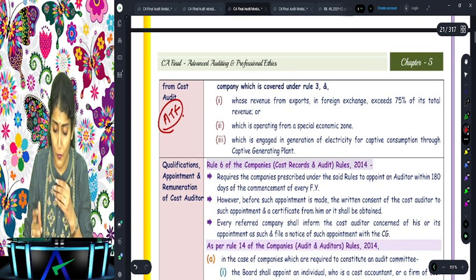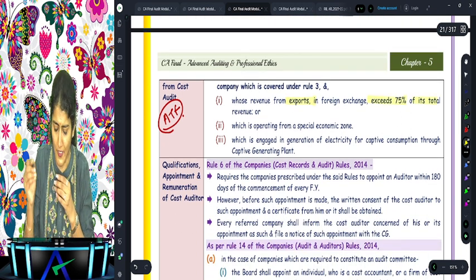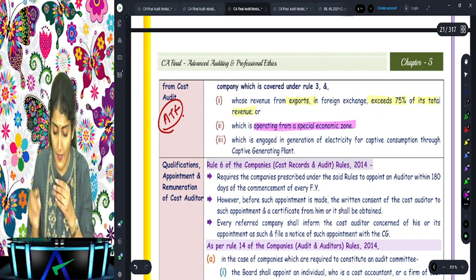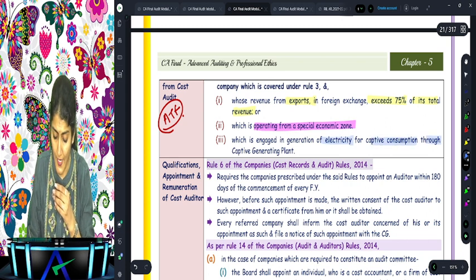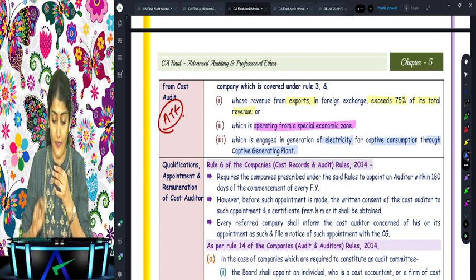One whose revenue from exports and foreign exchange exceeds 75% of the total revenue, or which is operating in an SEZ, or it is engaged in the generation of electricity for captive consumption through a captive generating plant. Right, and then what does it say?